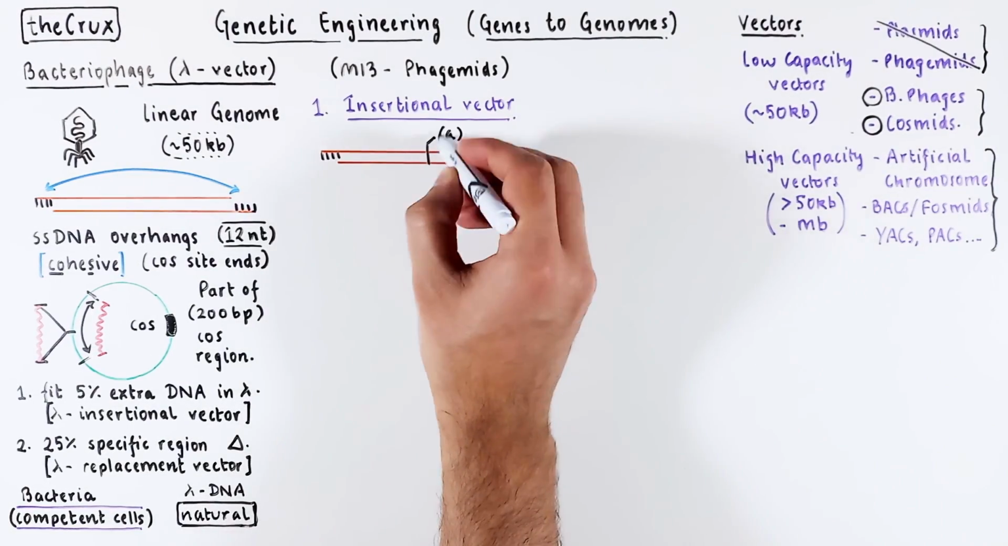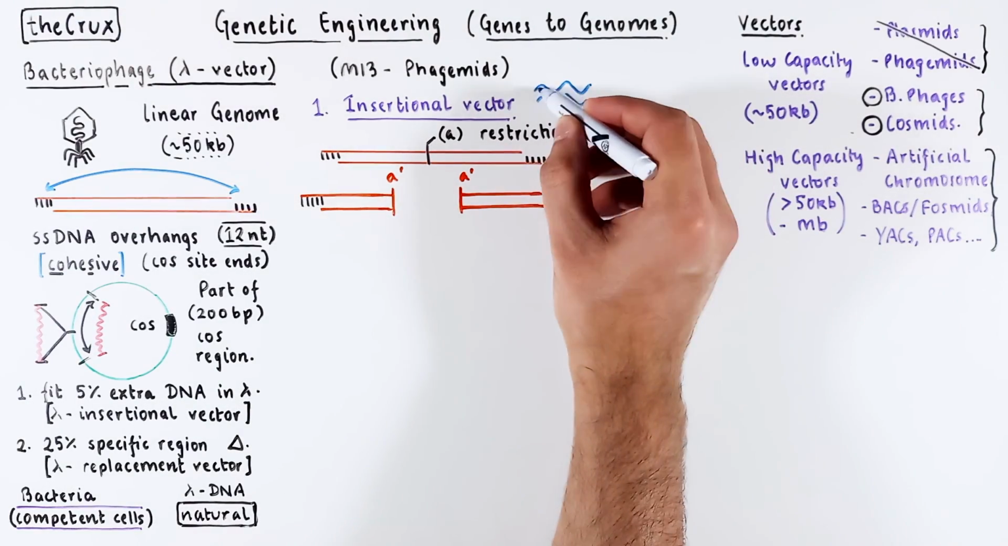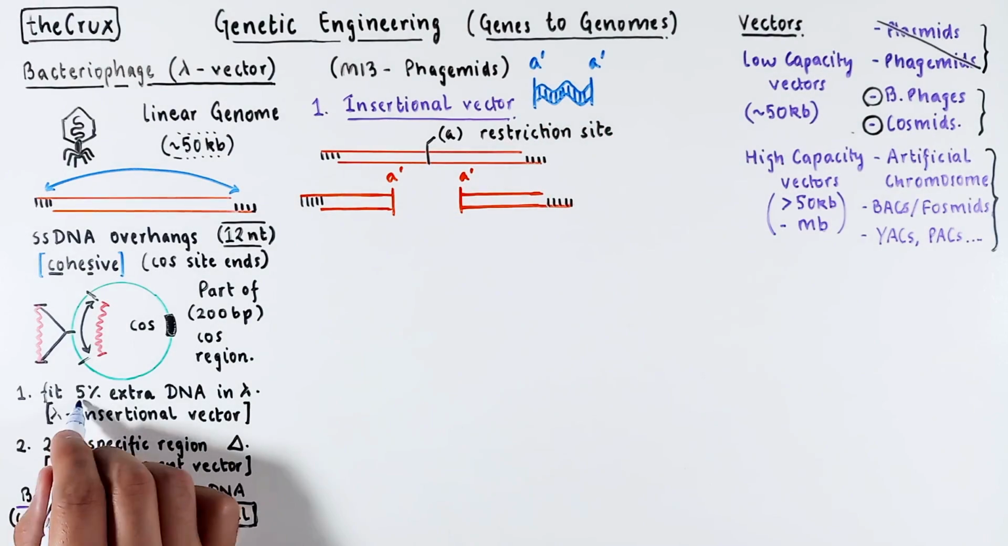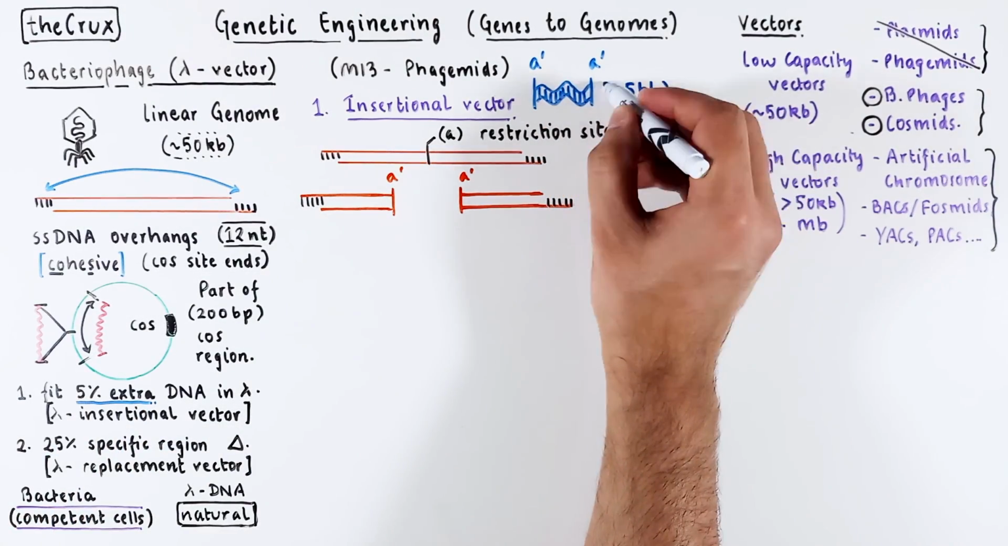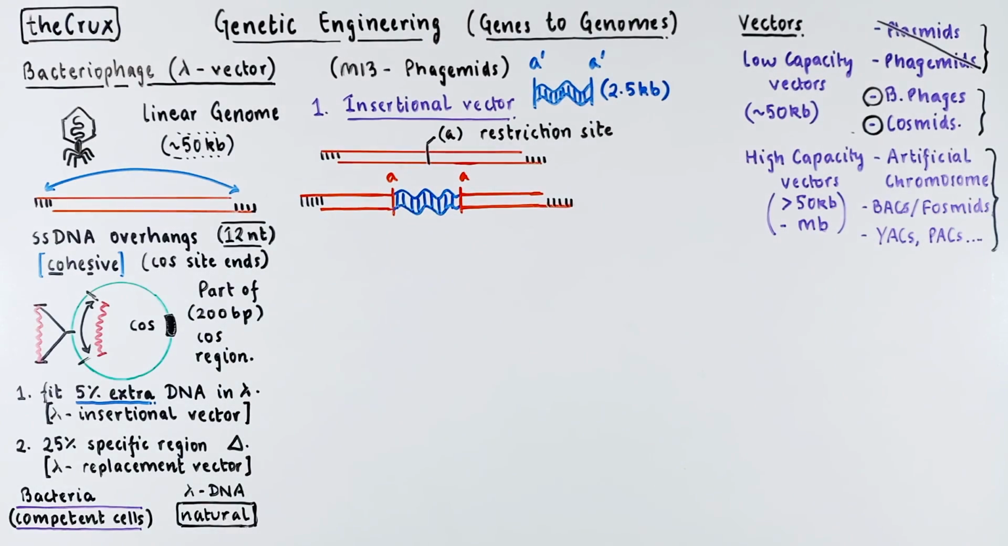Insertional vectors typically use a single restriction site which can split the viral DNA into two parts. And you take your piece of DNA that is compatible with the restriction site. This piece of DNA has a limit of 2.5 kb. This insert can go into the split viral DNA, resulting in the final vector. Since the ends of the vectors are cohesive, it can circularize.